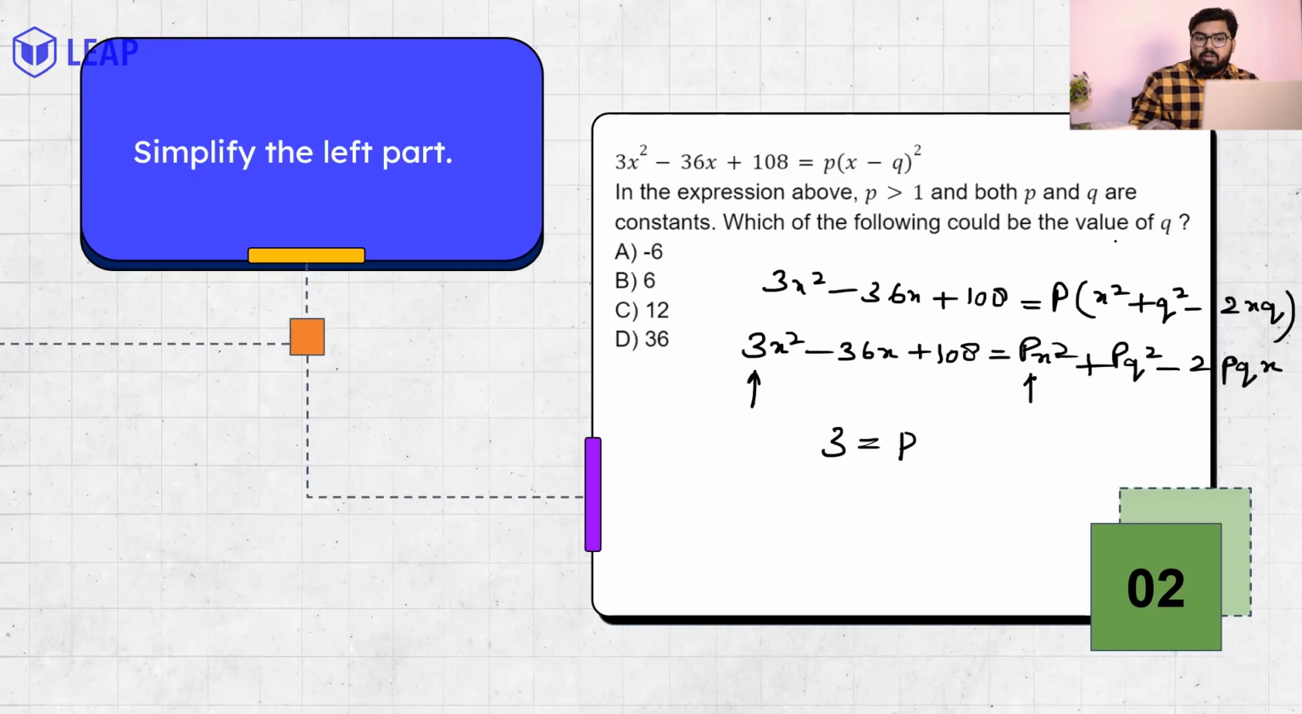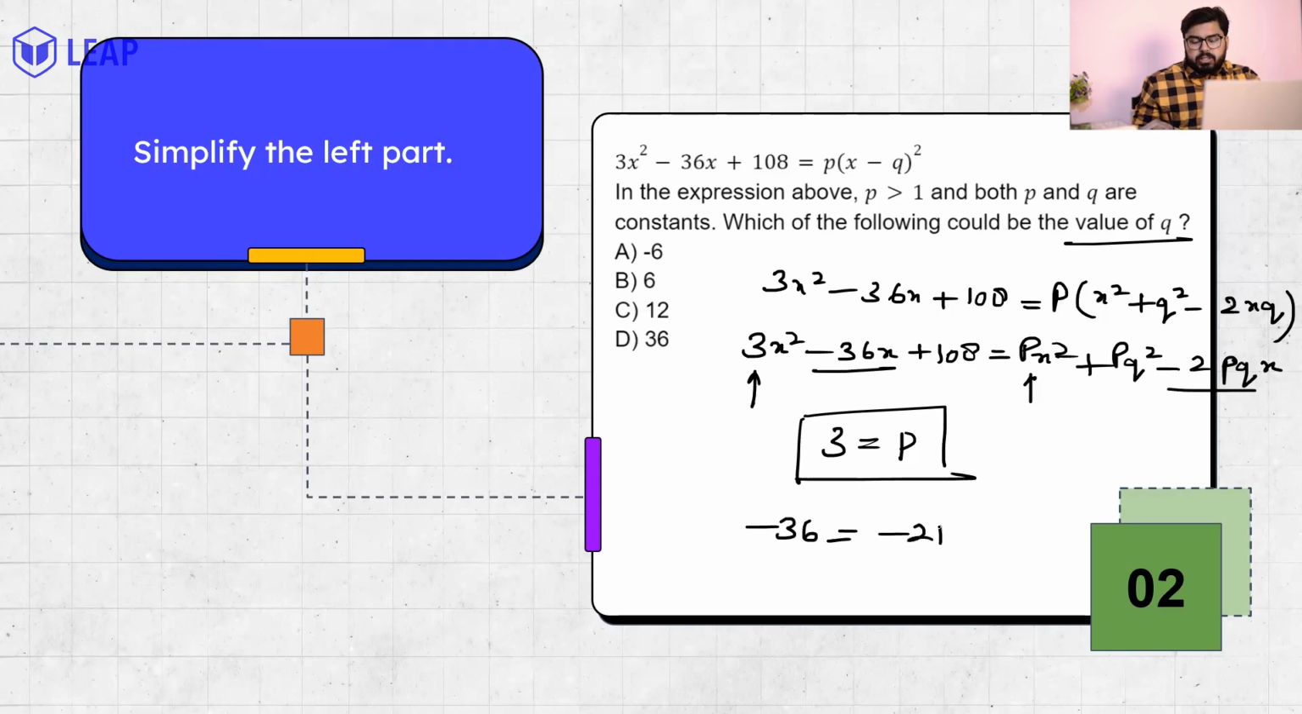But what do we need? We need the value of q. So you got the value of p to be 3. Now we can compare the coefficient of x. What is the coefficient of x on this side? Minus 36. And what is the coefficient of x on the right hand side? It is minus 2pq. Okay, so minus minus cancels out. Value of p was already known to you, which you can substitute here. So q is going to be 36 by 6. That's going to be 6.